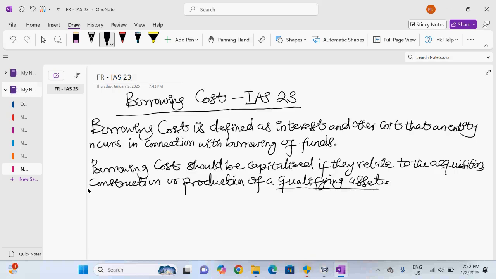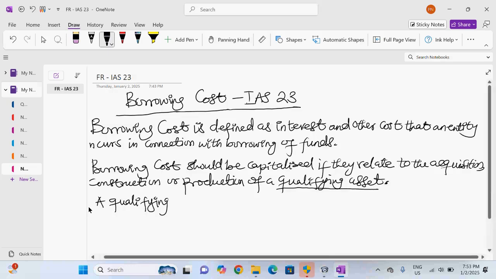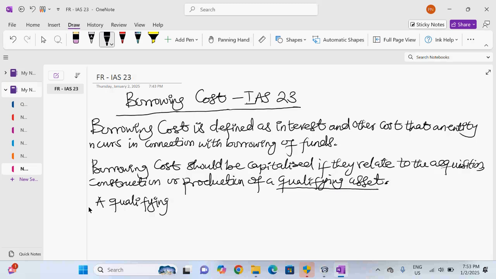But someone may ask, what is a qualifying asset? IAS 23 defines a qualifying asset. It says that borrowing cost will only be capitalized when it relates to the acquisition, production, or construction of a qualifying asset. So what is a qualifying asset? A qualifying asset is an asset.